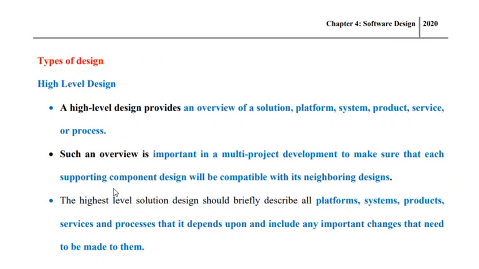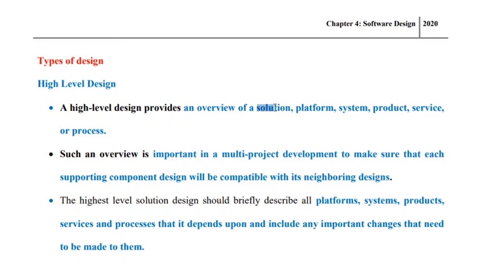Now we have two different types of design. One is called high-level design or architectural design, and the other is called low-level design or detailed design. Now let us try to learn about it in detail. So what are the objectives of the individual design phases? High-level design provides an overview of the solution, platform, system, product, services, or processes, right? This is the very purpose of high-level design.